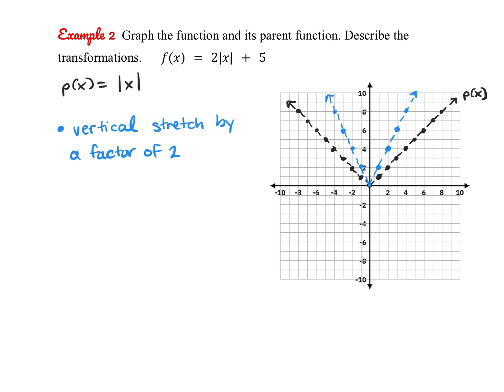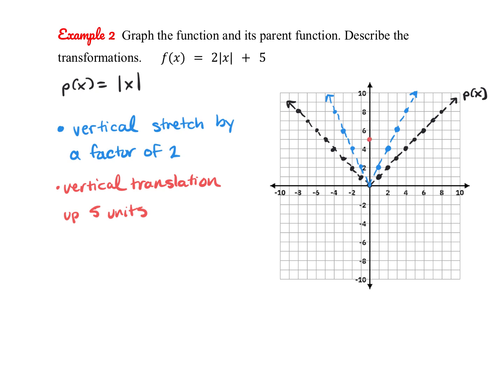All right, now let's look at this translation. Again, I'm adding something outside of my function. It's not specifically grouped with x, so I know this is going to be a vertical translation. And since I'm adding 5, this is going to push my graph up 5 units. So if I look at my blue graph, which has already been vertically stretched, I'm going to take each coordinate and shift it up 5 units. That's all I'm going to do for every single coordinate.